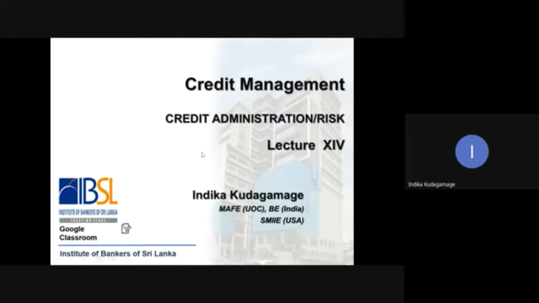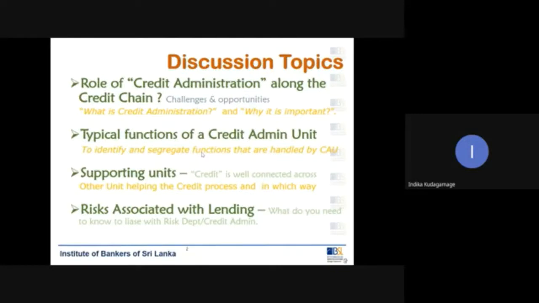Right. Today we will discuss credit administration, because it is a very important role. We have our credit marketing part, evaluation part, then we have to manage our portfolio. So credit administration looks after that. We will be discussing the role of credit administration along the credit chain and the typical functions of a credit administration unit. This is a detailed handout.